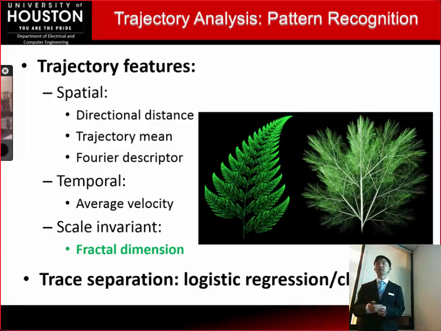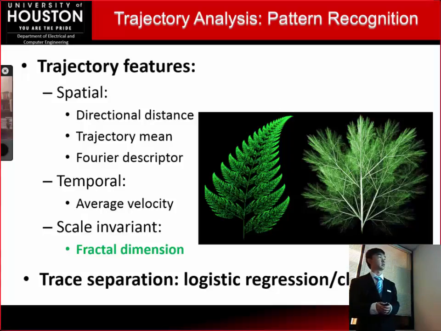So x will be the real part and y will be the imaginary part, and then it will form a sequence of complex numbers, and we can perform the Fourier transform to get the frequency components to indicate whether this trajectory is changing frequently or stays like a straight line. So for the temporal feature, I extracted the average velocity, and for the scale invariant feature, I proposed the fractal dimension. And then to learn the patterns, I use logistic regression. Probably we can use clustering, but we have the labeled data, so I use a supervised learning method.